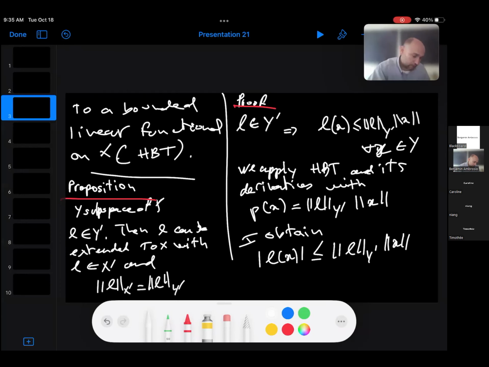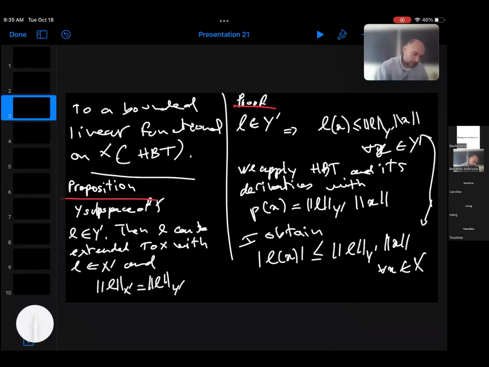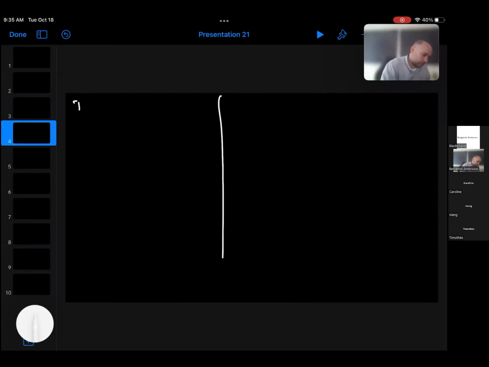So the difference here is what? Now it's for all x in X, that's the difference. Okay, and so that's good. Why? Because now I have that for all x this inequality holds. So if I take the sup here, I obtain, so taking the sup gives that the norm of L in X prime is less than or equal to the norm of L in Y prime.